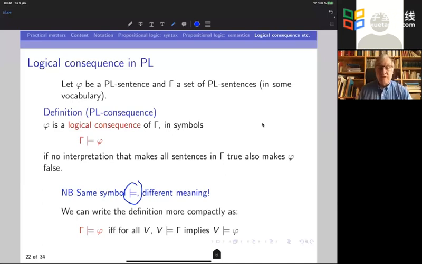So at the bottom of this slide, you see an even more compact way of writing what I just said, writing the definition. And this actually uses the turnstile in two ways. At the bottom of this slide, you see phi follows from gamma if and only if for all valuations V, and then I've written V turnstile gamma. So that's a new piece of notation which is handy to use, because gamma is a set of sentences, but what I mean is that all the sentences in gamma are true in V. So it says that for all V, if all the sentences in gamma are true in V, then phi is true in V.